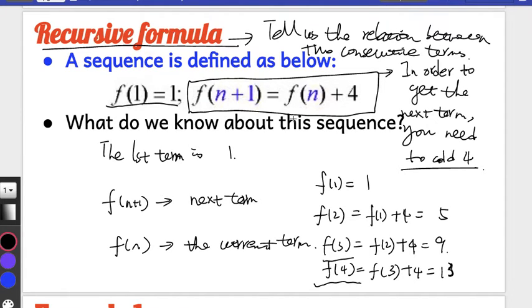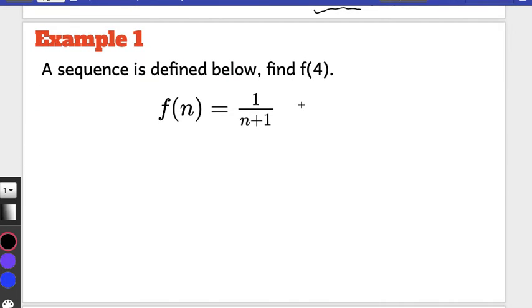So next we are going to do 2 examples to quickly summarize the lesson today. The first one, as you can see, is a sequence defined this way. We need to know f of 4. As you can see, we know f of n, and this one is defined by using n, so this is called a general term formula, meaning I use n to define any term.